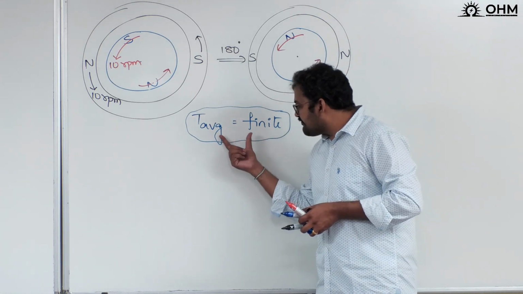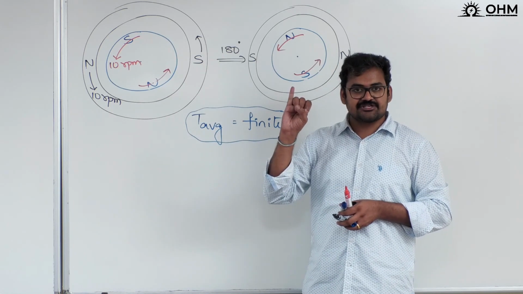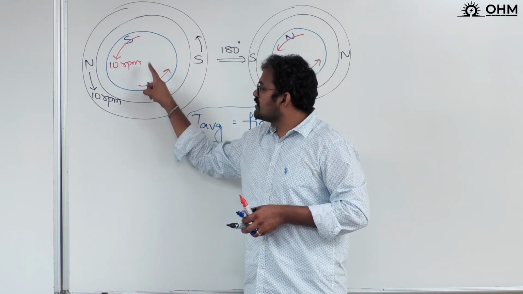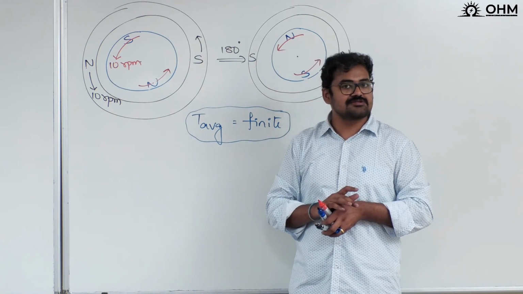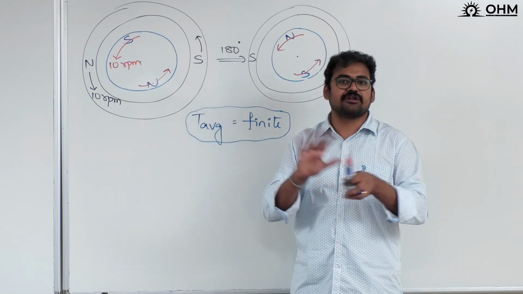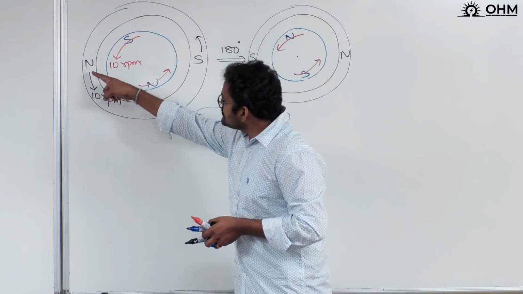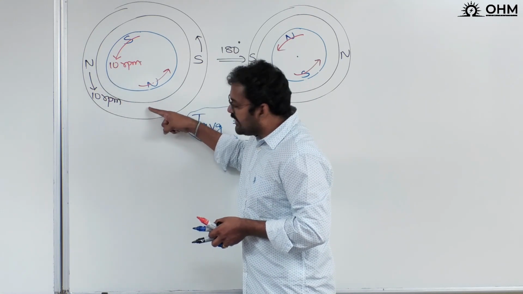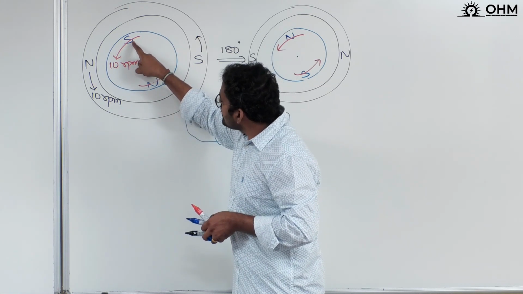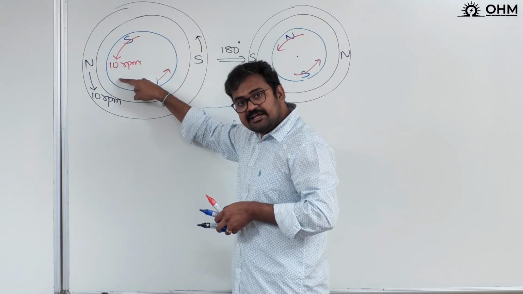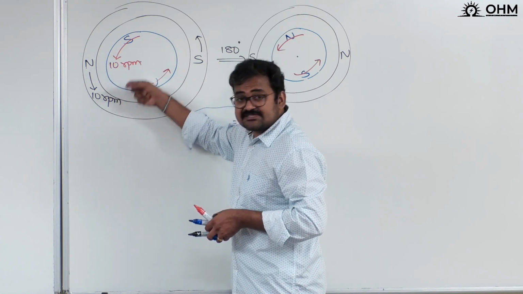In order to produce a finite torque on the rotor, what are the conditions to be satisfied? First condition, stator and rotor should have the same number of poles. In case the number of poles is not the same, definitely the rotor cannot rotate. First condition. Second condition is, you see here, stator poles are rotating with 10 RPM in anti-clockwise direction. Rotor poles are also rotating with 10 RPM in anti-clockwise direction.